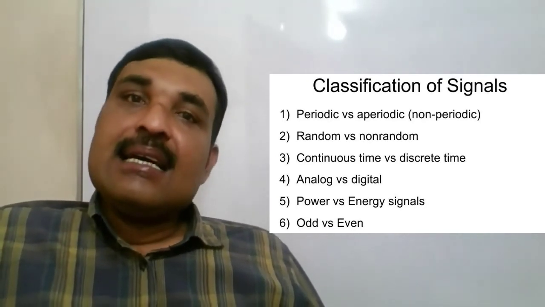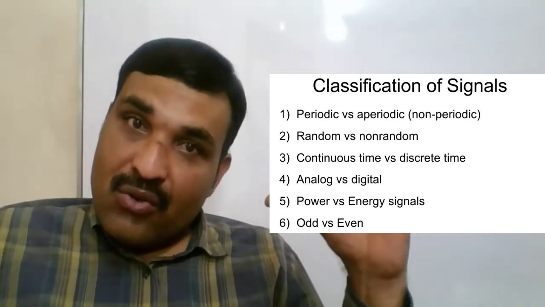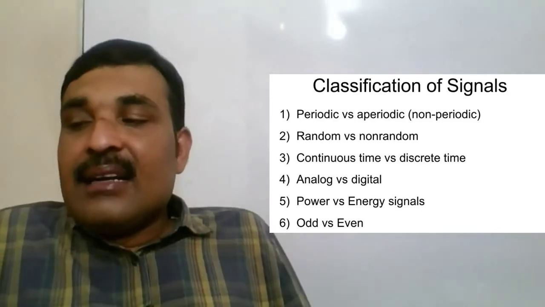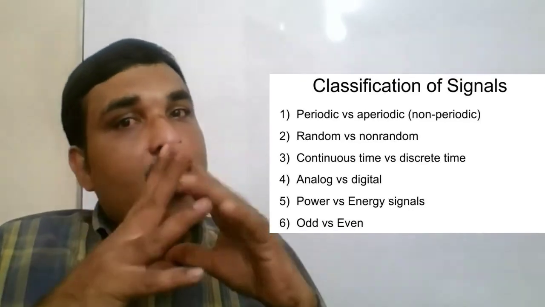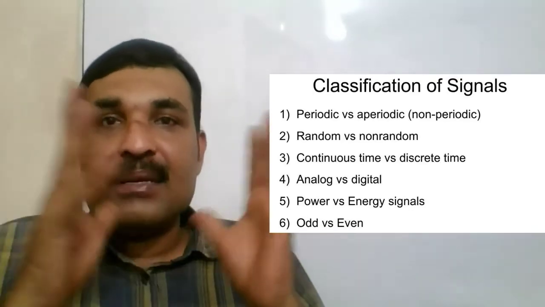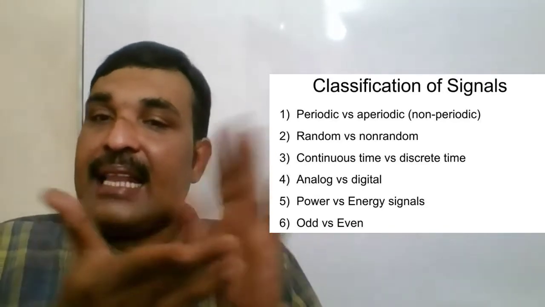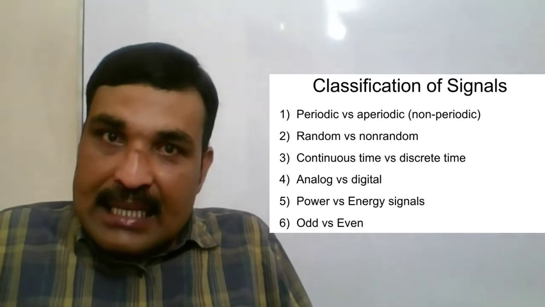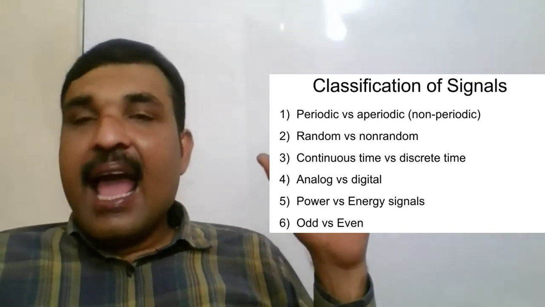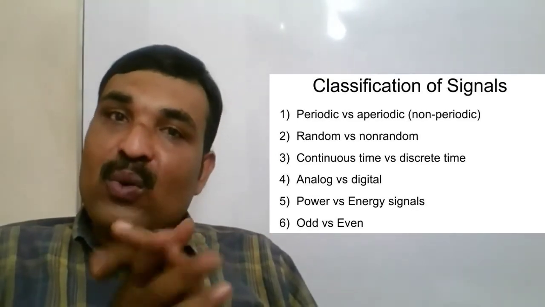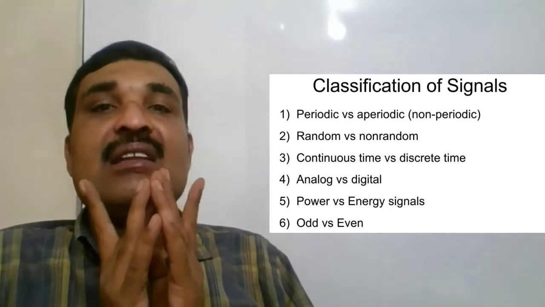Then we have random versus deterministic signal. A deterministic signal can be represented by a mathematical expression. For example, x of t is equal to sin t. So we have a mathematical equation. Or x of t is equal to e raised to at. That is an exponential signal. Or a step signal, ramp signal, impulse signal. These all signals can be represented mathematically and is called a deterministic signal.